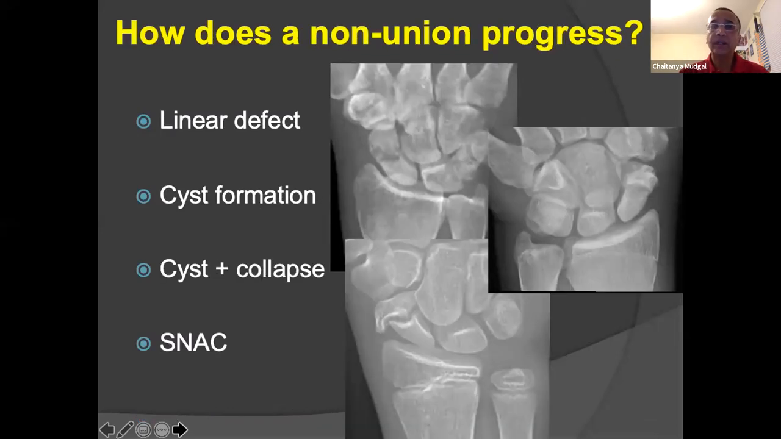So how does the scaphoid non-union evolve? Well, initially it'll start off with a linear defect, as you can see here. It then goes on to form a cyst, and the progression from a linear defect to a cyst can be very rapid in teenagers, or it may take a long time. It's very difficult to predict that in some fractures. The cyst then converts to a cyst and a collapse. And finally, you go on to a scaphoid non-union advanced collapse, or a SNAC wrist.